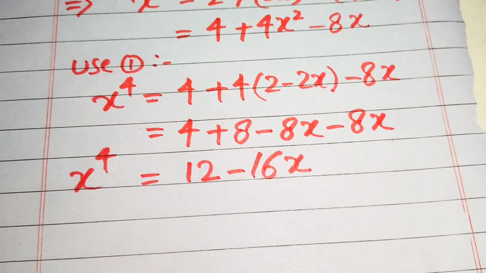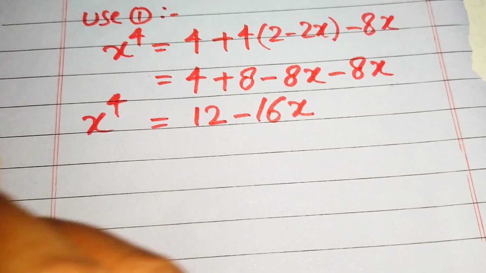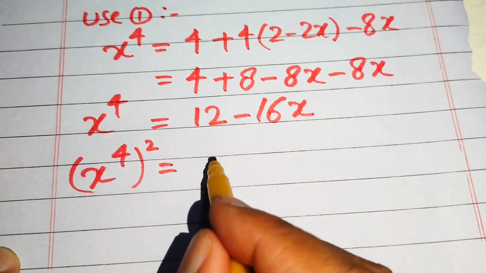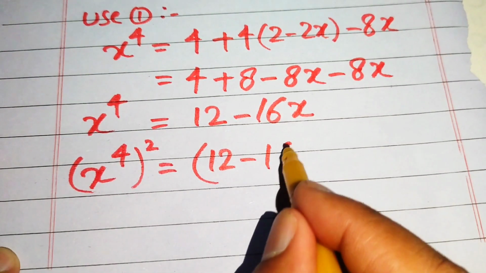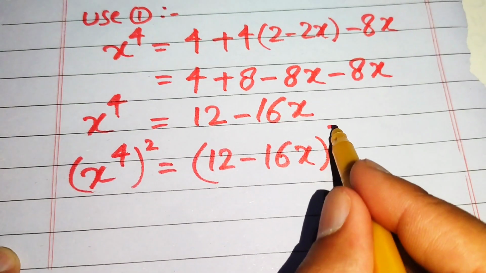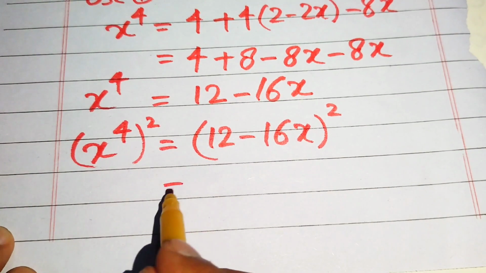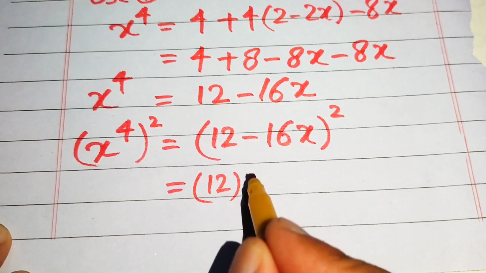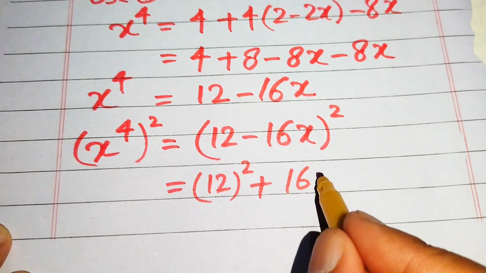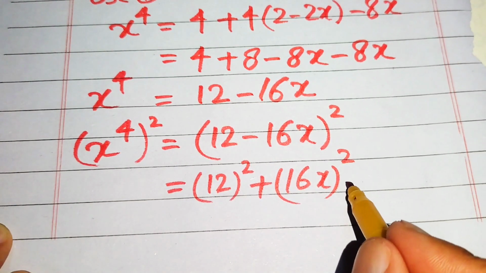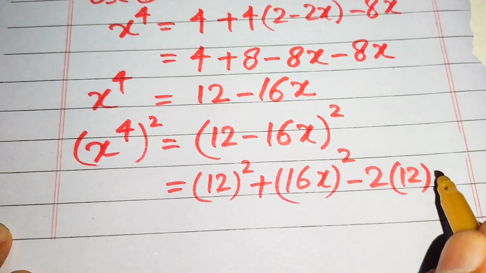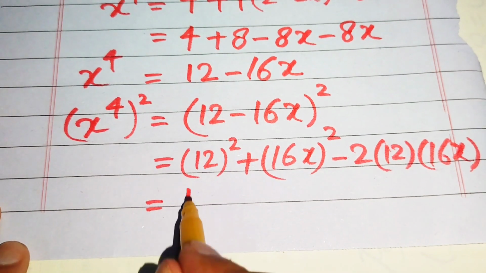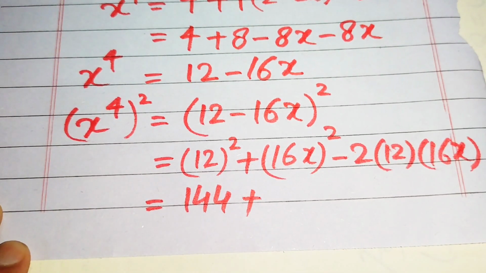And now because we are solving this problem for the value of x to the power of 10, we again take a square on both sides. So when you again take the square on both sides, it is written as 12 minus 16x and its whole square. So here we need to expand this nice identity, and we use the formula, and it is written as 12 square plus 16x whole square minus 2 times 12 into 16x. So here we know that the square of 12 becomes 144.